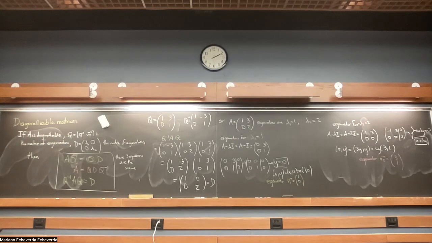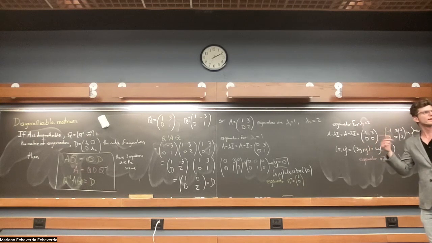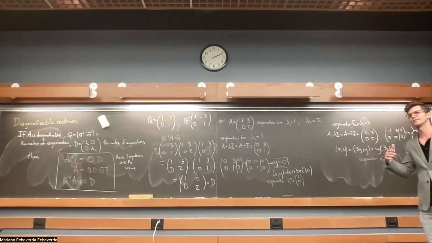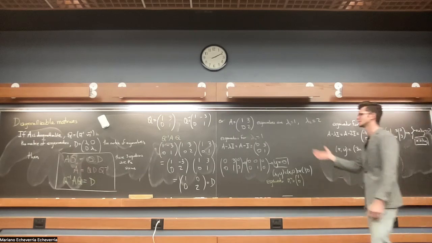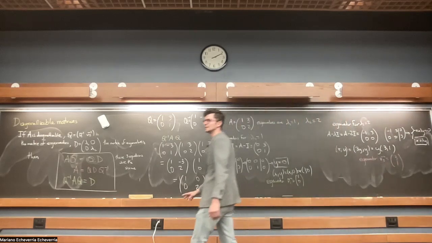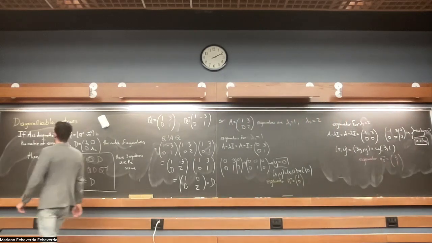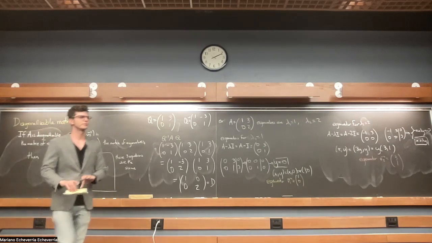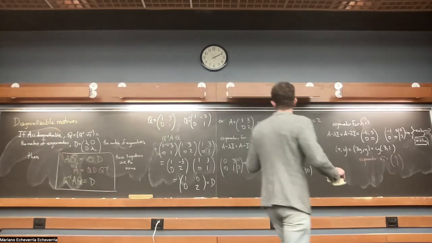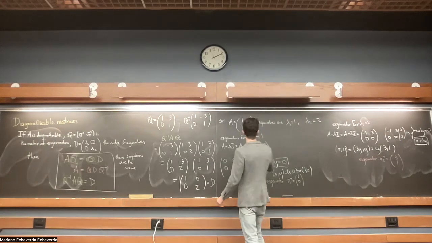Okay, so let me give you some applications. By the way, as you may imagine, in the 3 by 3, 4 by 4 case, it's essentially the same. Instead of 2 linearly independent eigenvectors, you need 3 linearly independent eigenvectors or 4 linearly independent eigenvectors. Everything else works exactly the same way. There's nothing new. So before just writing that down, let me give you some applications of doing this.